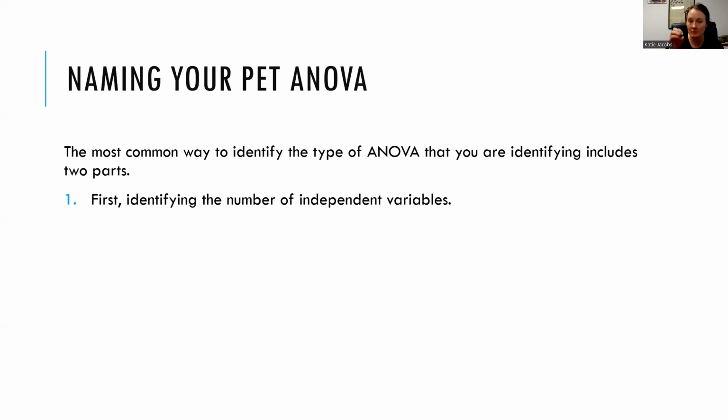But if we were comparing sleep habits based on gender identity and on grade level, we see that we have 2 independent variables, and each of them have different levels to their individual independent variable.